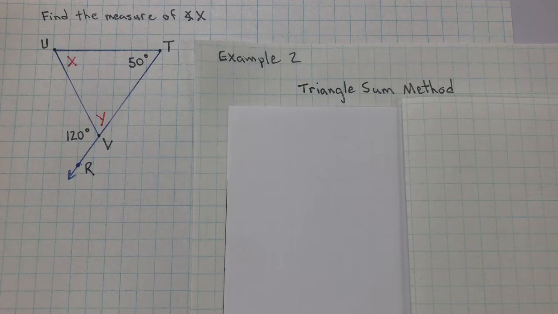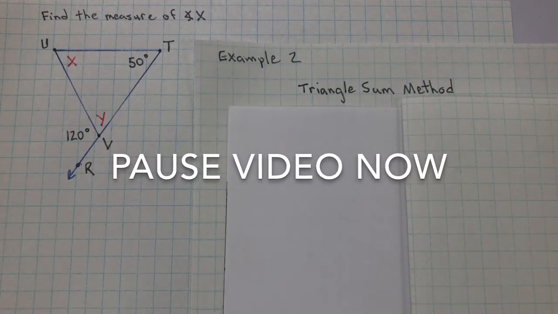Now I'd like you to try example 2 on your own. Choose which method you prefer, either the triangle sum method or the exterior angle method. Go ahead and find the measure of angle x. Pause the video now.